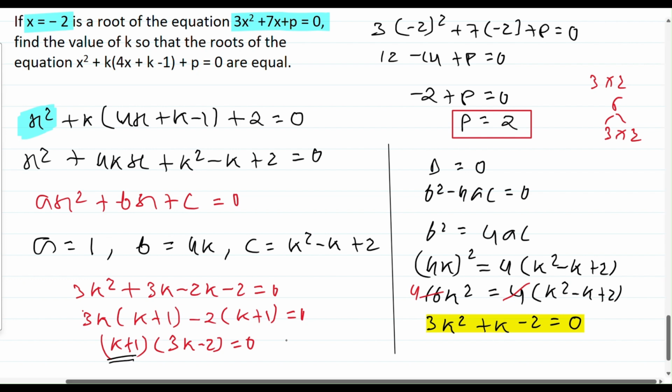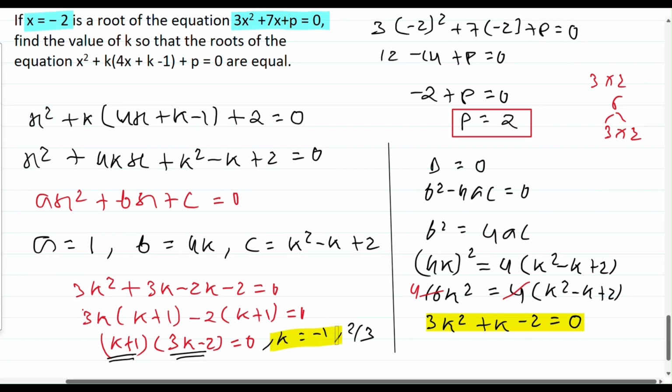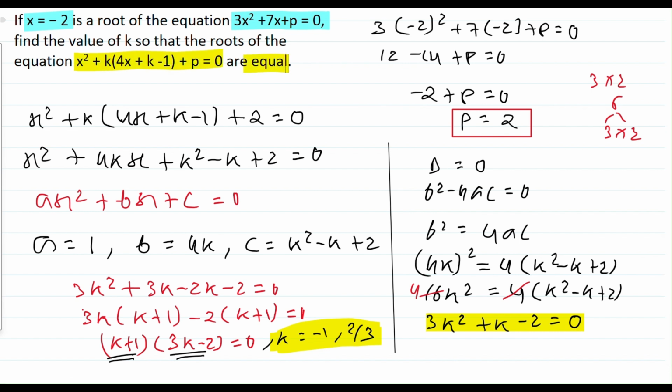Now if I equate k plus 1 with 0, we get k as negative 1. And equating 3k minus 2 with 0, we'll get k as 2 over 3, right? So therefore we'll say that k can take two values. It is minus 1 or 2 by 3 for this equation to have equal roots.